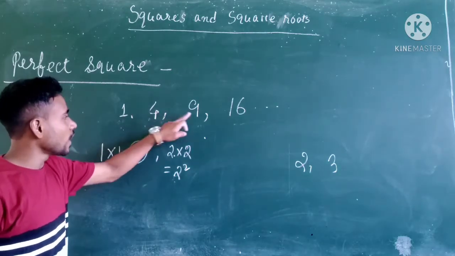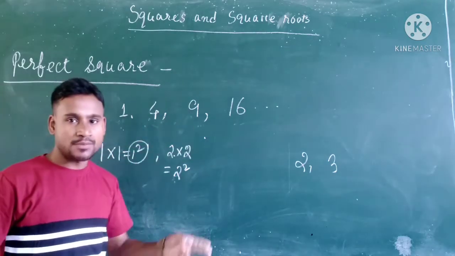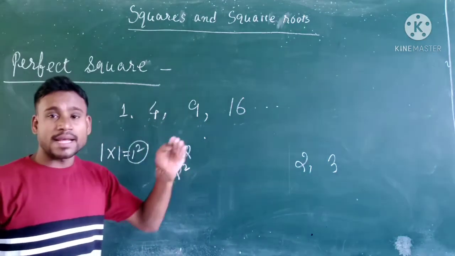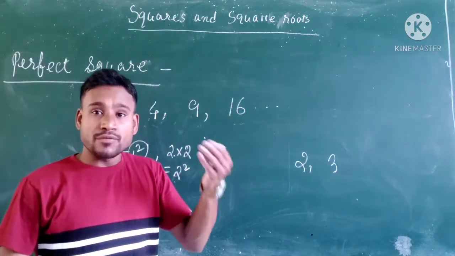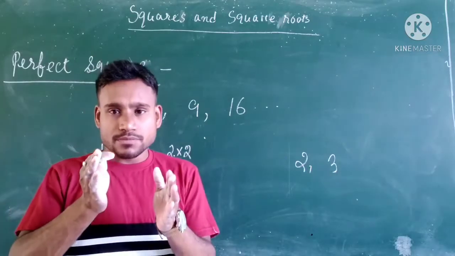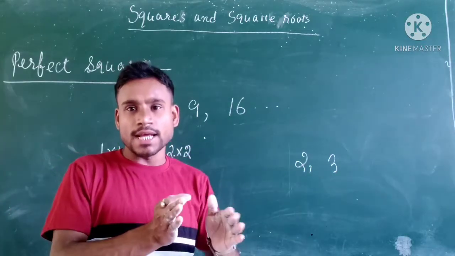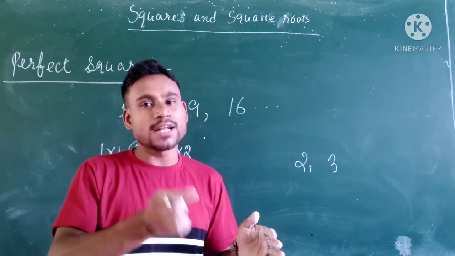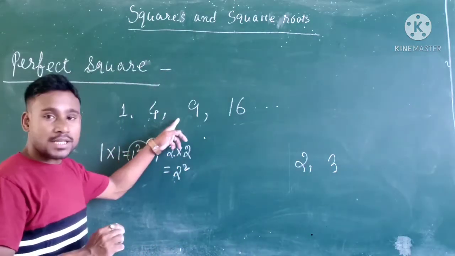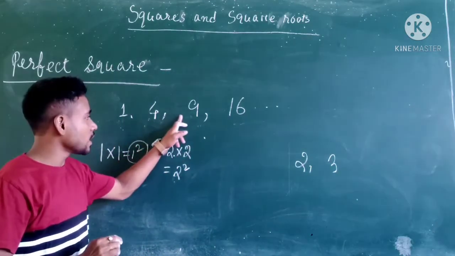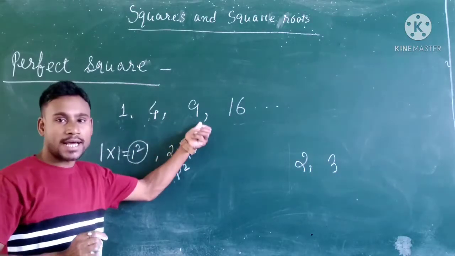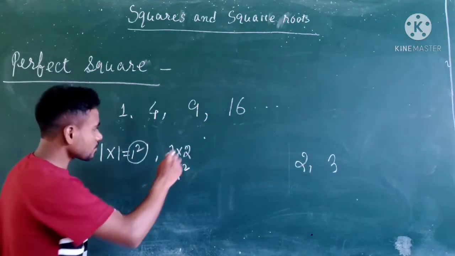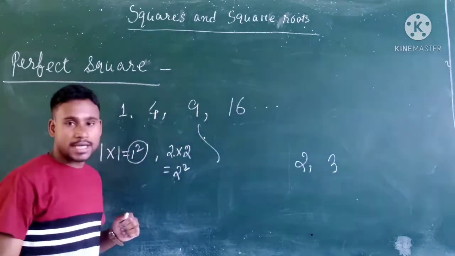Again, between this 4 and 9 we have other numbers also, 5, 6, 7 and 8. Now why are these 5, 6, 7 and 8 not perfect squares? Because if you take any number and multiply it with the same number, your product or the resultant number cannot be equal to 5, 6, 7 or 8. So that's why I have skipped all the numbers between 4 and 9. That's why all these numbers are not perfect squares.